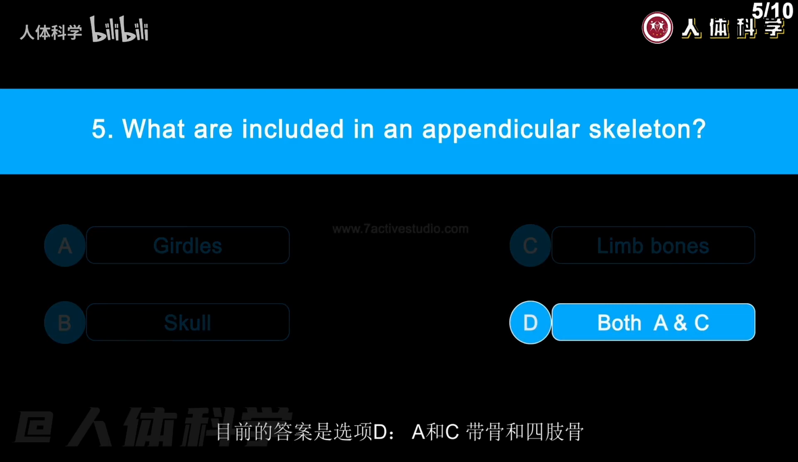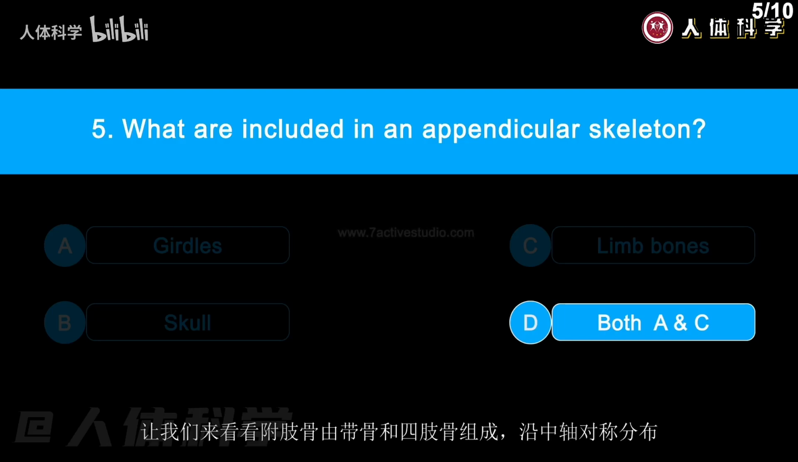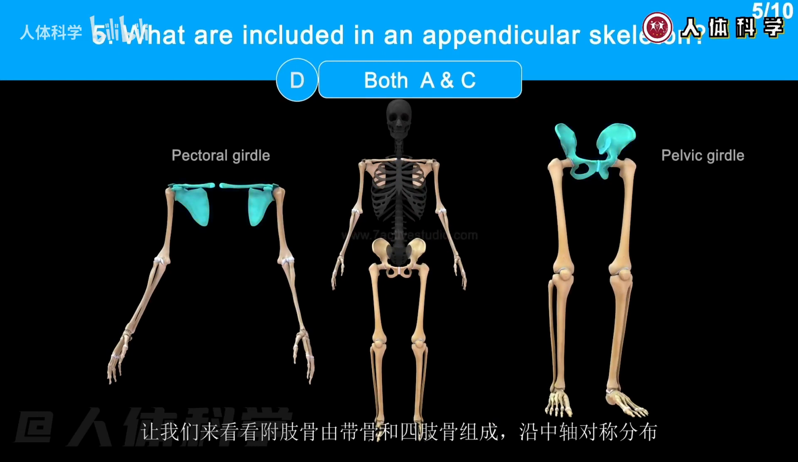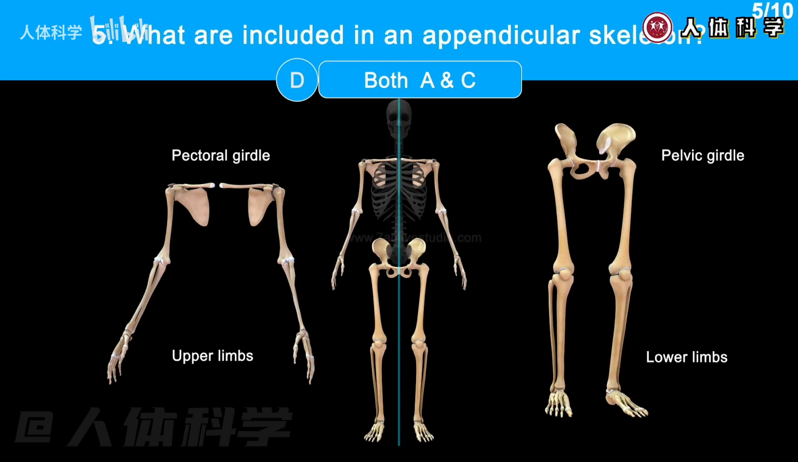The correct answer is option D, both A and C, girdles and limb bones. Let's see how. The appendicular skeleton is composed of girdles and limbs on either side of the central axis. The arms and legs are called the upper and lower limbs respectively.